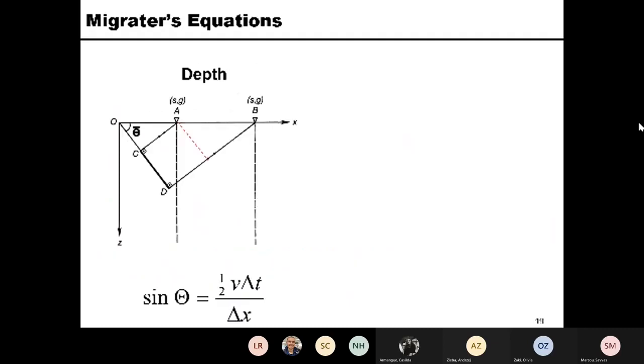Again, we should start with the definition of data space and the model space, right? So this, in depth, means x, the depth. Depth is geological depth. So that's in the model space, right? This model.